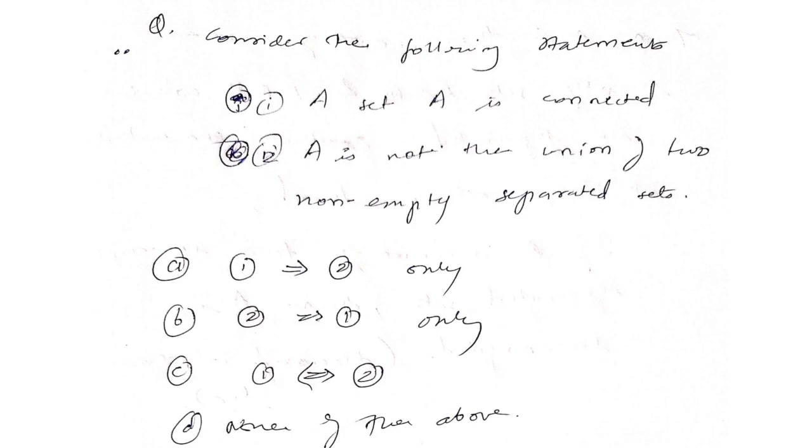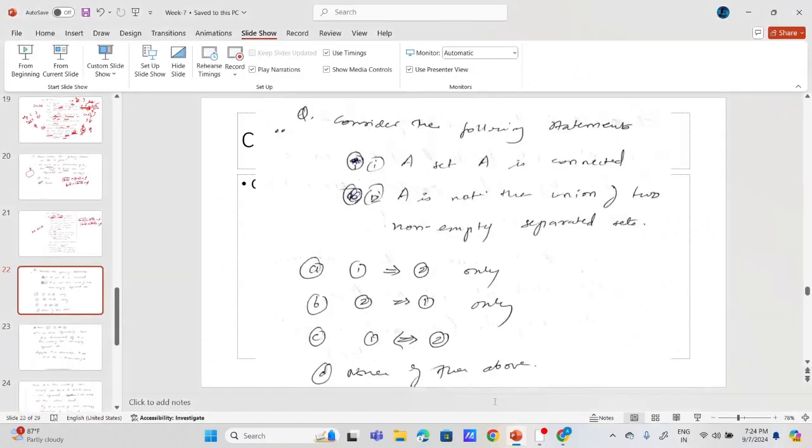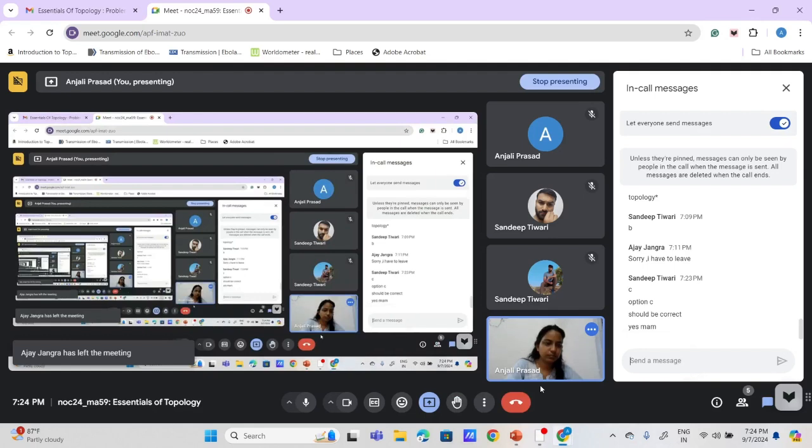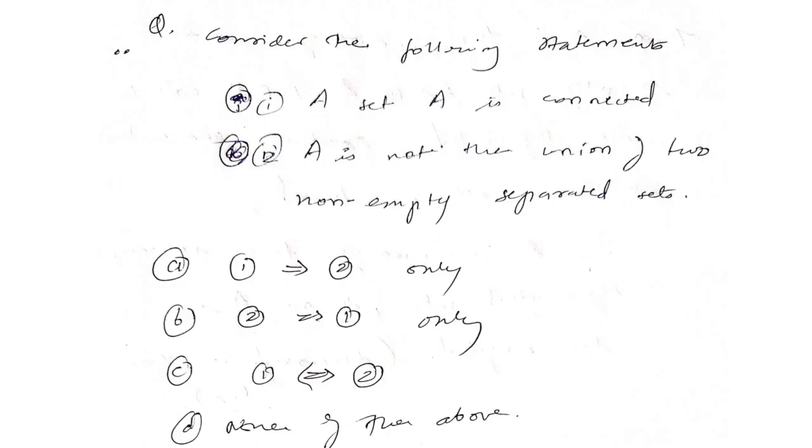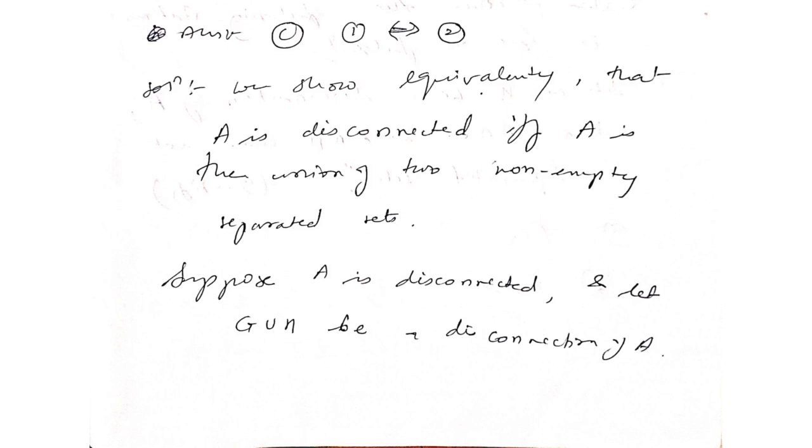Option C, that is, it is if and only if, right? Okay. So, shall we move to the proof part, or are you trying to prove it? Okay. So yes, it is an if and only if statement. How? We show it equivalently.